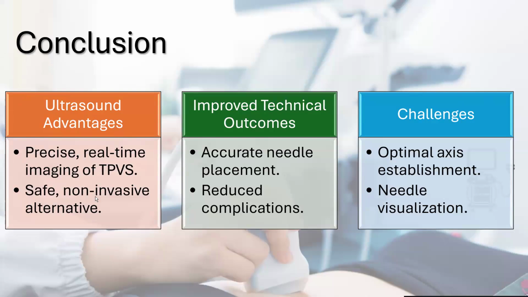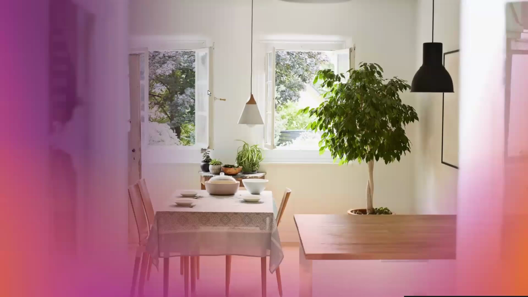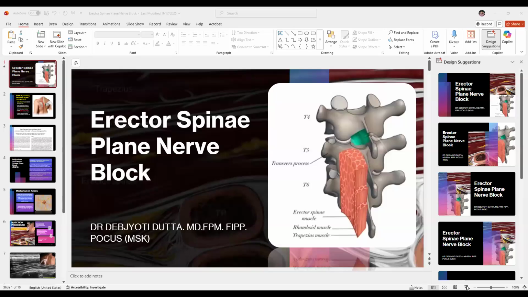It is a safe, non-invasive alternative. Improved technical outcome is definitely there with the ultrasound, and reduced complications, but there are challenges like selecting the axis and proper needle visualization. And the similar block, as you have already seen, is a comparatively riskier block. So nowadays, in most of the post-operative analgesia cases, it is replaced by the erector spinae plane block.